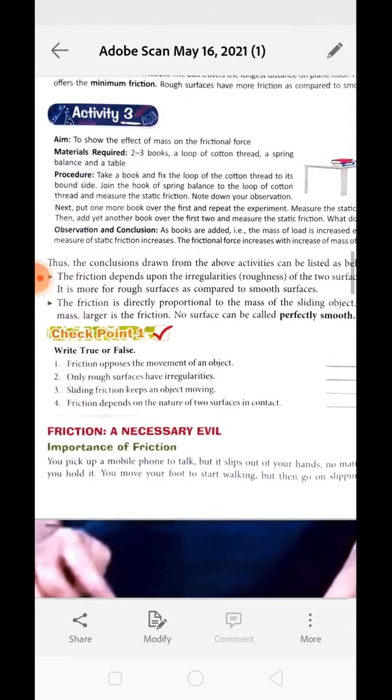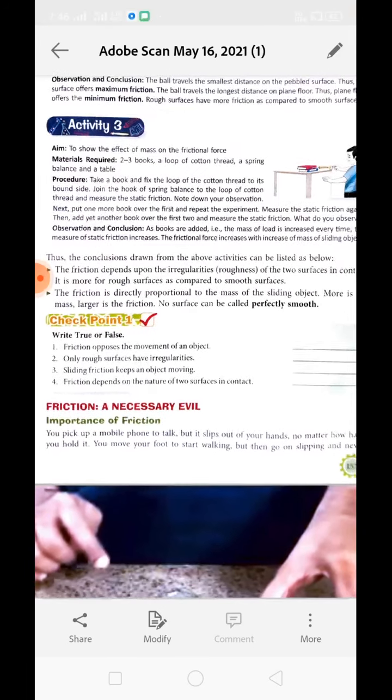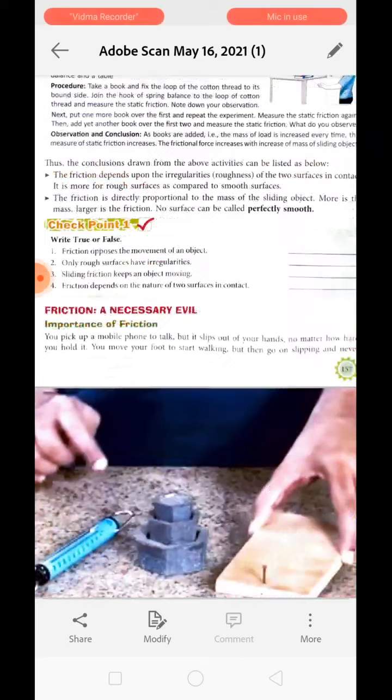For that you will write that if we keep on adding books on the table and we try to drag these books, we need to apply more force. If there is only one book on the table, then it is very easy to push or pull it, right? And if we are having 5 or 10 books together, then obviously we will face more problem while pulling or pushing it, because we need to apply more force to overcome the gripping between the two surfaces. So we can say that mass of an object also does affect the friction.